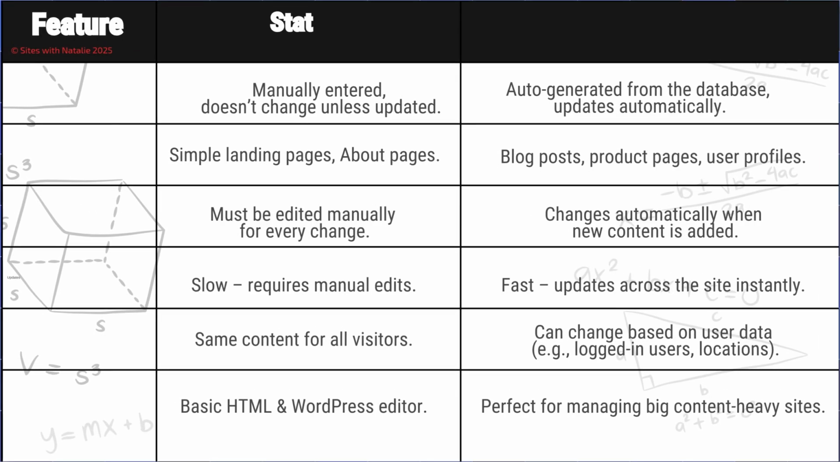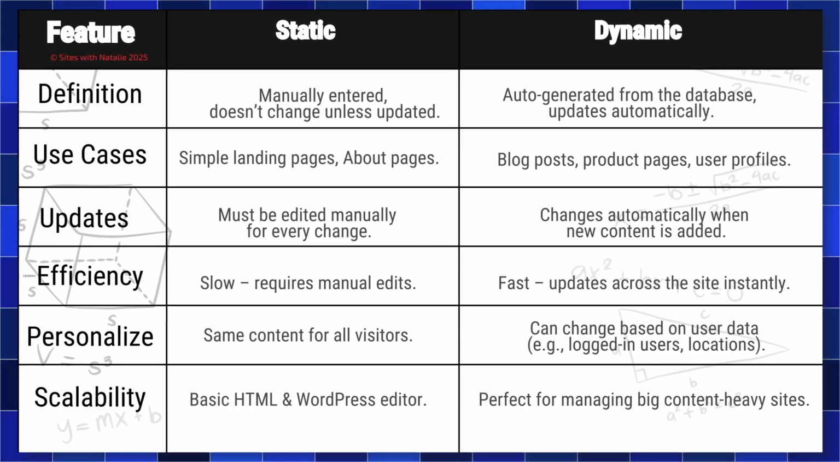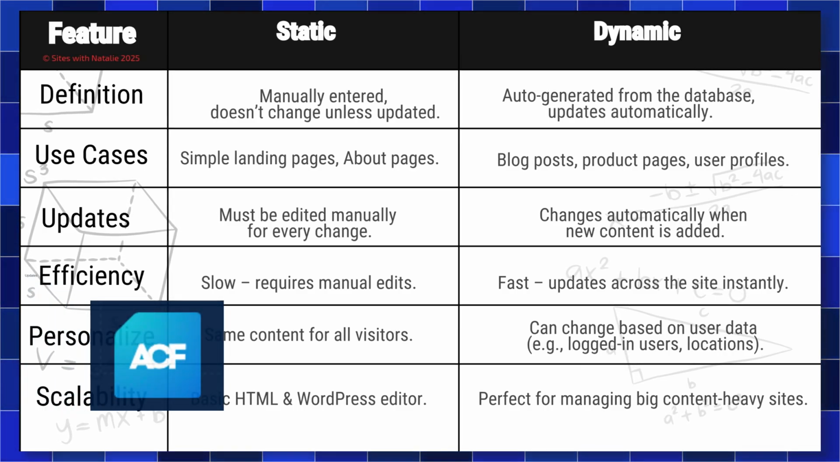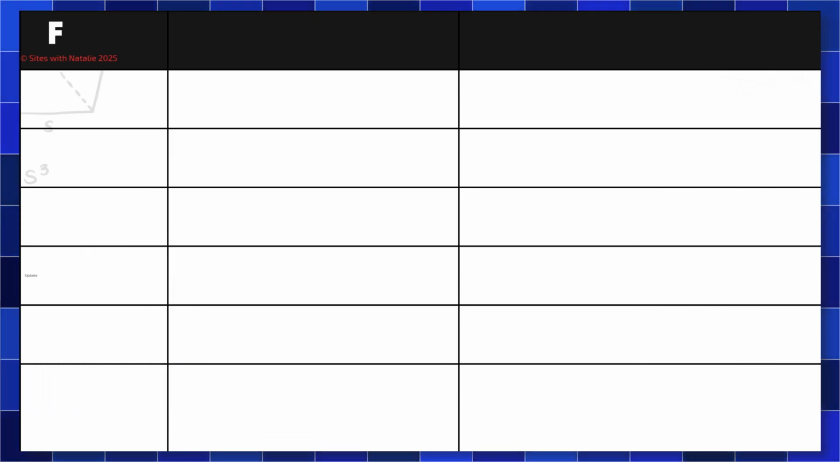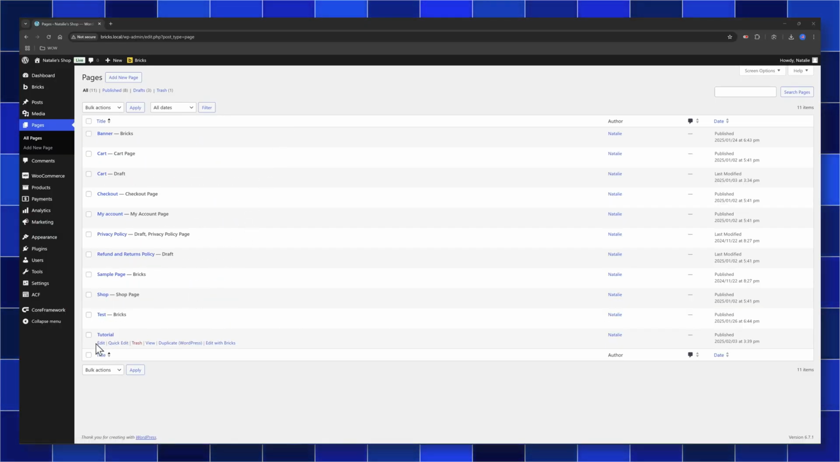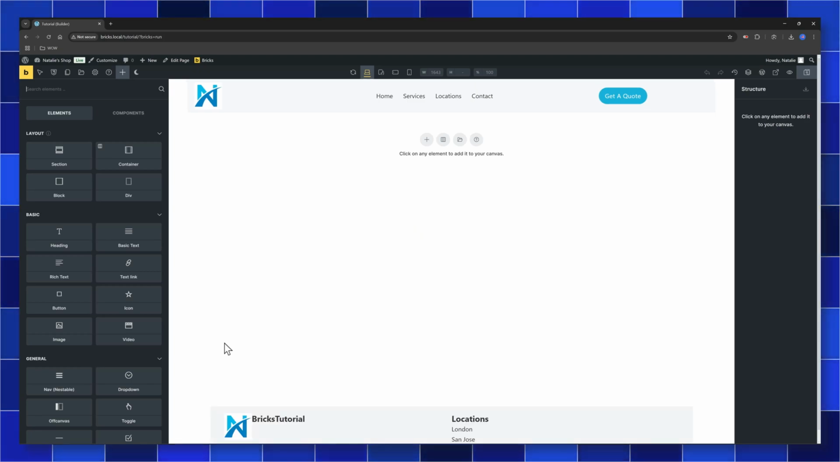It's great for blog posts, author names and post dates. Works with custom fields and ACF, the Advanced Custom Fields plugin, and perfect for dynamic headers, product pages, and more. How to use dynamic data in Bricks? That's a good question. Let's say I have this page called Tutorial, and I want my page title to update automatically instead of typing it manually.